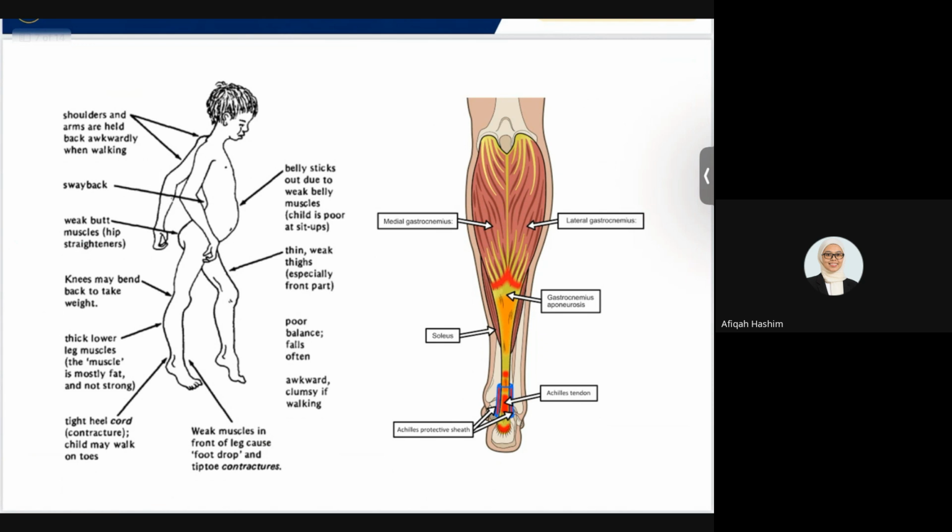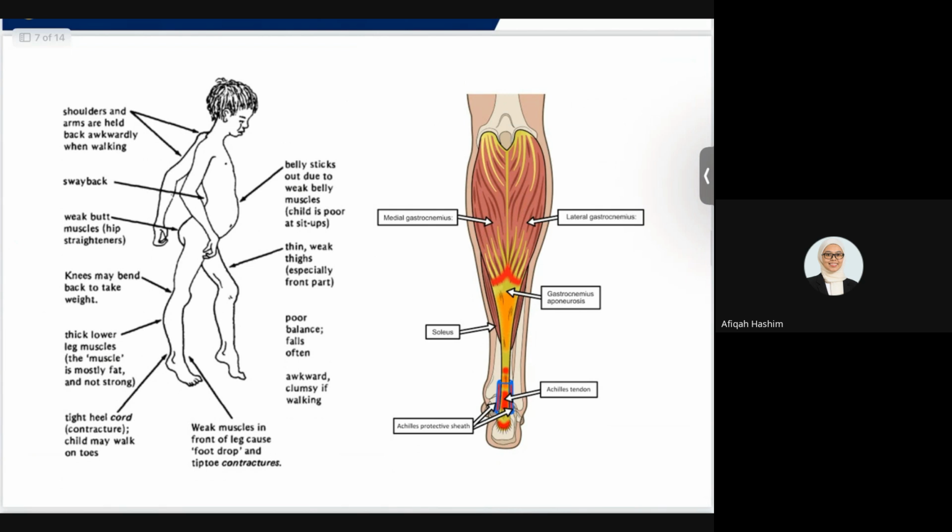Like for example, if you see down here, they have weak muscle in front of the leg. Foot drop and tiptoe contracture. You can see that. Let's start with the muscle at the front of the lower leg. I don't have my pencil here. Maybe I can show you later. One minute, looking for my pen. Okay, no battery.